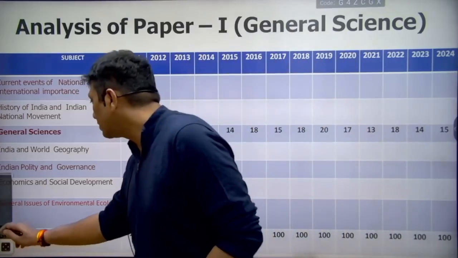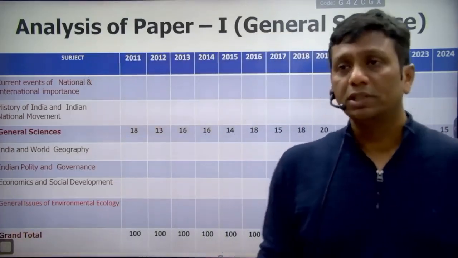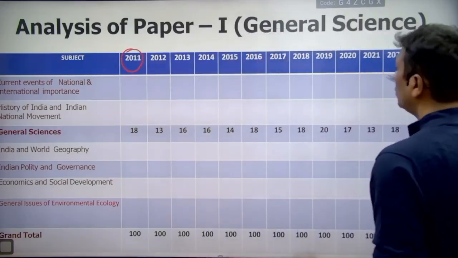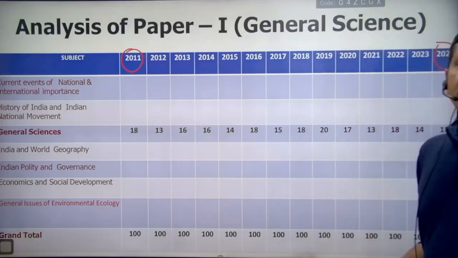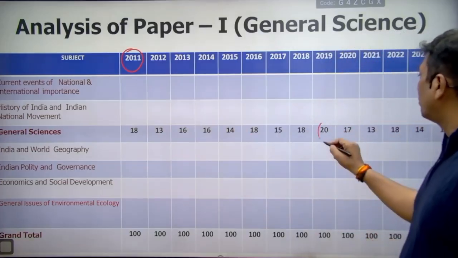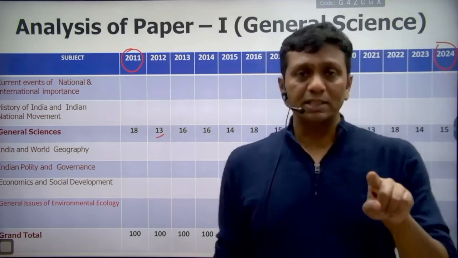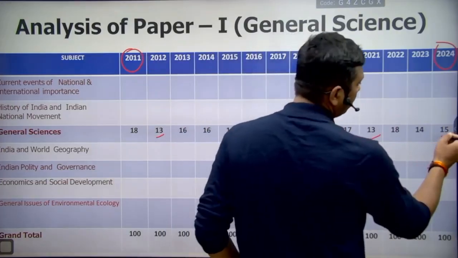But yes, because I'm going to start science, I would like to tell you the total number of questions if you do an analysis from 2011 till 2024. How many questions did UPSC ask? You can understand this very well from the numbers. The maximum number of questions I found was 20 and the minimum was 13. And last year, in the 2024 prelims examination, UPSC asked a total of 15 questions.